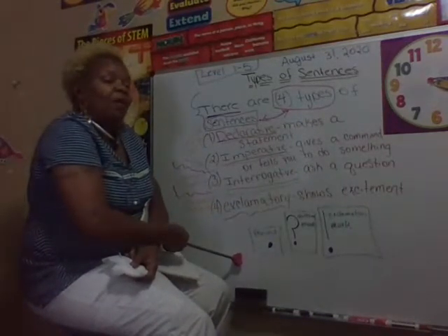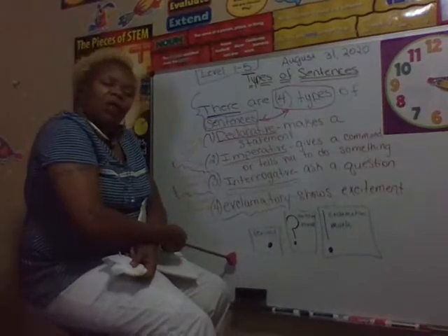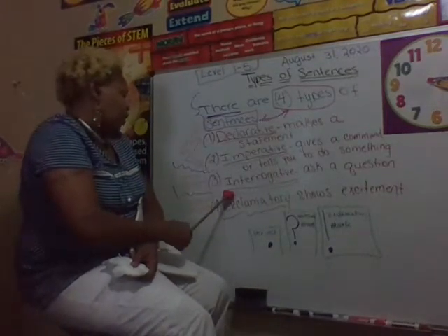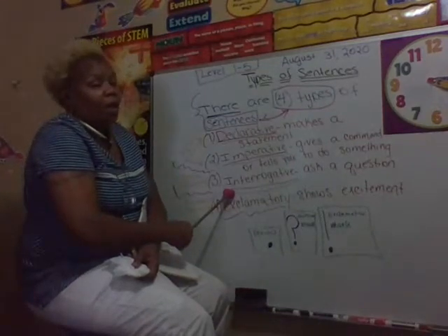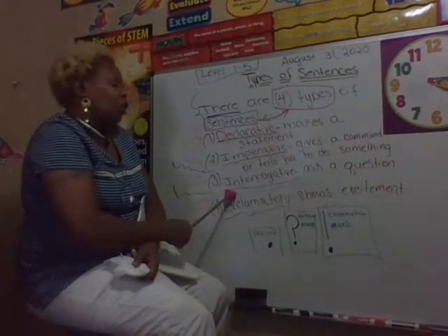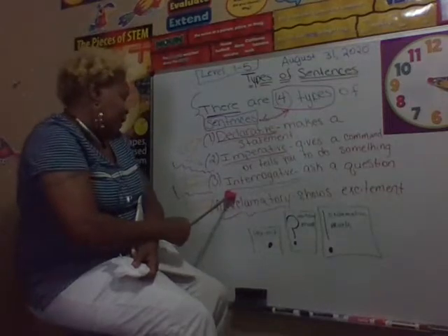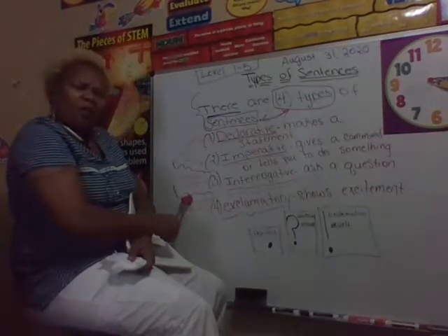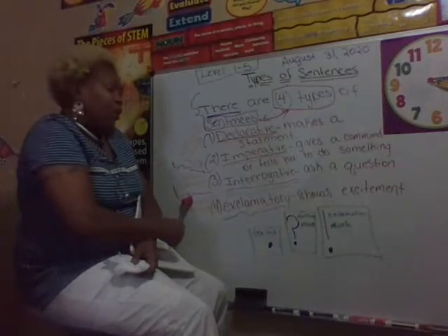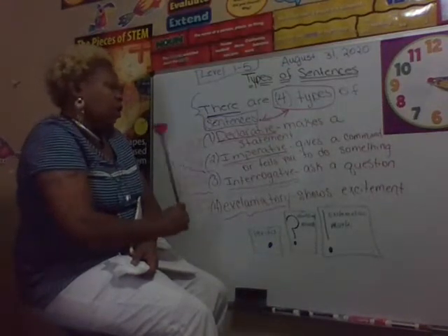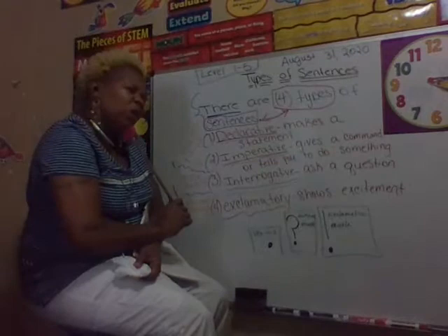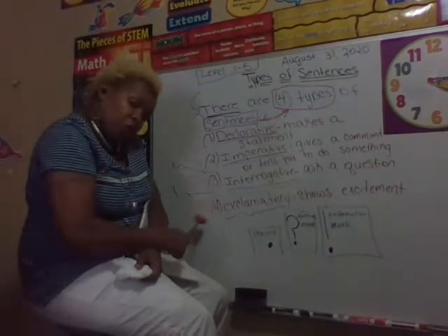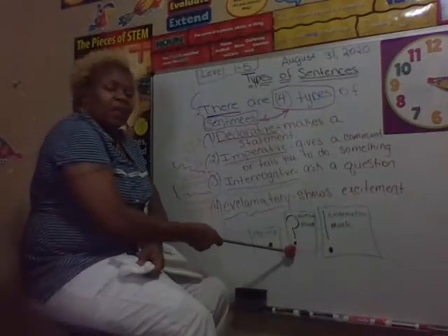That brings us to our next type of sentence. Let's see what kind of punctuation mark it gets at the end. Interrogative sentence. Remember, an interrogative sentence asks a question. So if it asks a question, I need a question mark at the end of it. What is a question mark? What does it look like? So you're telling me that anytime I see a sentence that asks a question, I have to put a question mark at the end of it? You're right. This is the question mark.